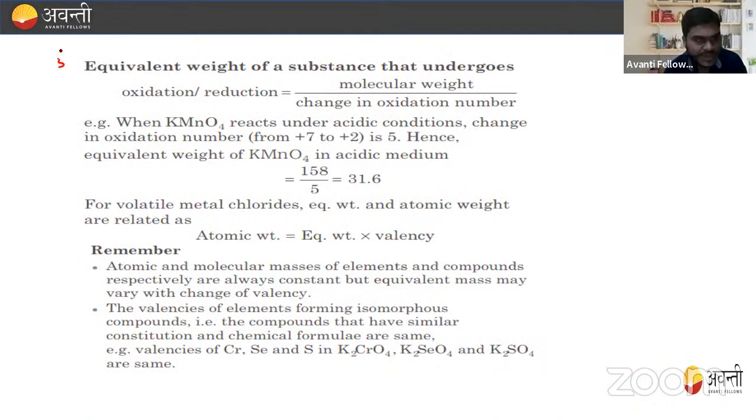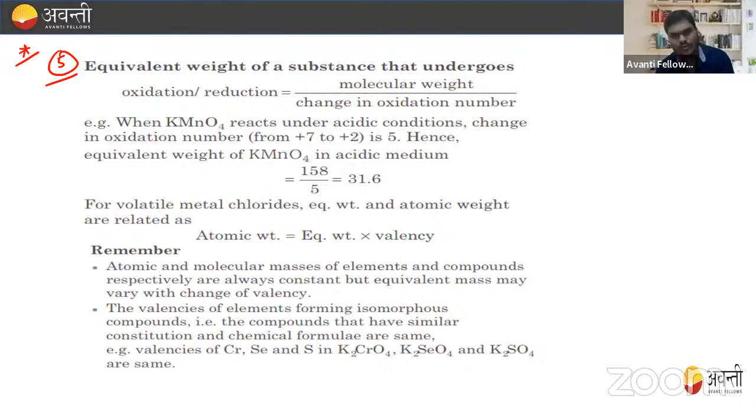This is the fifth number, and this one is also very, very important: how will you calculate the equivalent weight of a substance that undergoes oxidation and reduction? This one is very important because in JEE Advanced, many questions came from this topic. You have to calculate the equivalent weight for oxidation and reduction. So let's see how. Equivalent weight is equal to molecular weight. This is similar in every case, right?